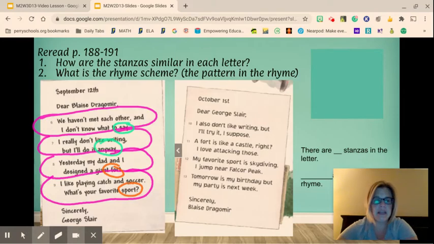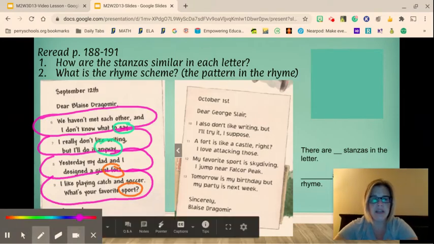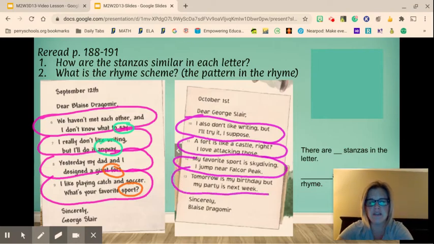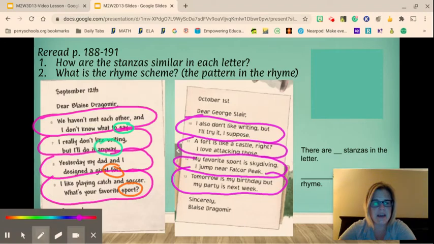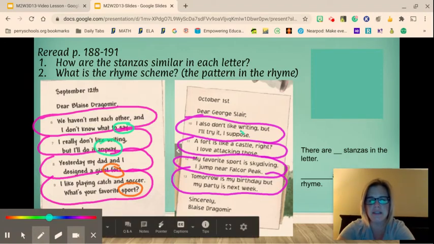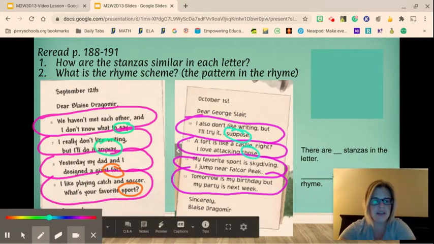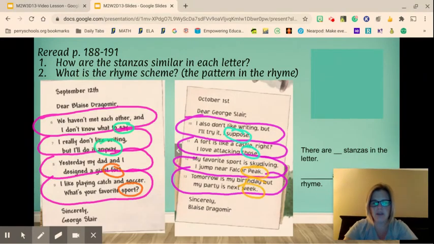So again, I used this one earlier, and I noticed that there were also 4 stanzas. So I can find my 4 stanzas. And then I noticed that I have those rhyming words. So I can see suppose in those. I can see peak and week. So peak and week.